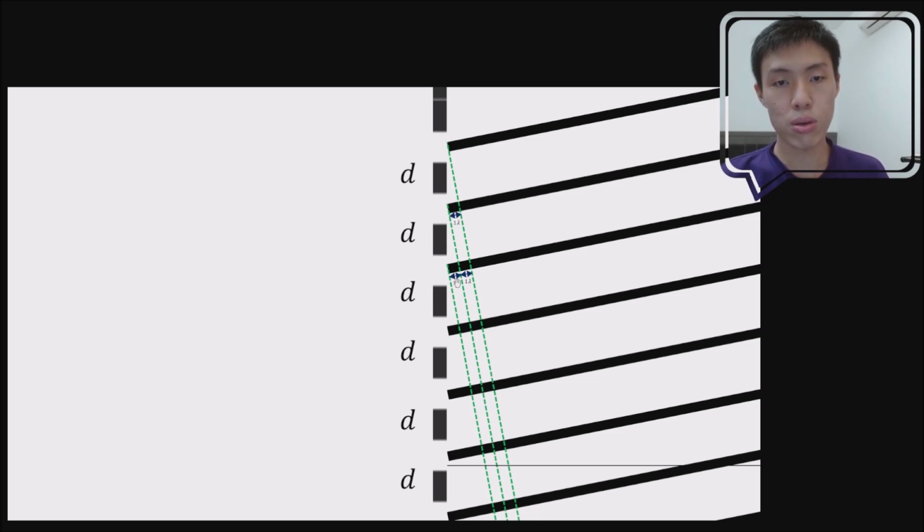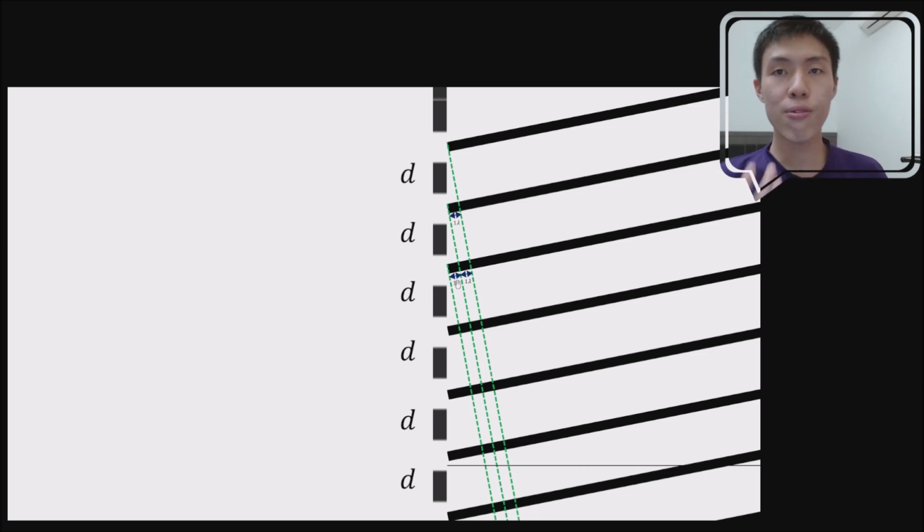So here it should be 1 lambda. Right now the path difference between the first path and the second path is 1 lambda. The path difference between the second path and the third path is also 1 lambda. And if you compare the first path and the third path, their difference in path is 2 lambda.